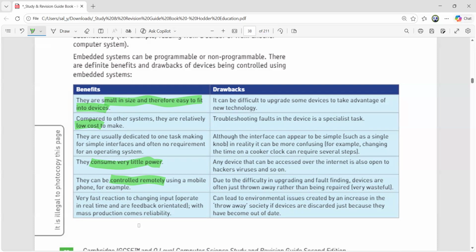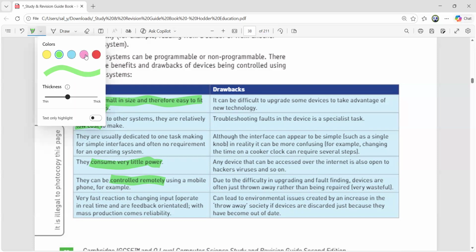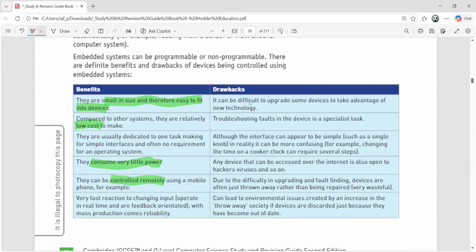And what are the drawbacks? Let's talk about the drawbacks also, and let's highlight the drawbacks also. Difficult to upgrade, and some devices are difficult to upgrade. Like once you have the embedded system, it is very difficult to upgrade them. Troubleshooting is difficult or a special task. Basically, troubleshooting is a specialized task, not done by everyone.